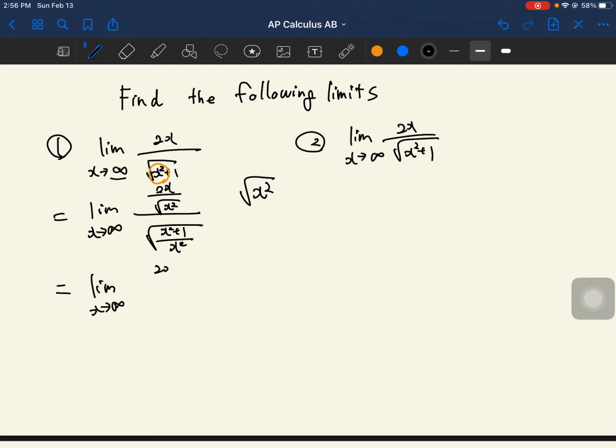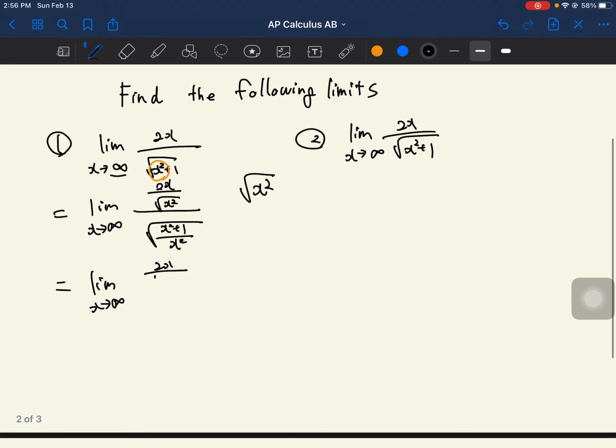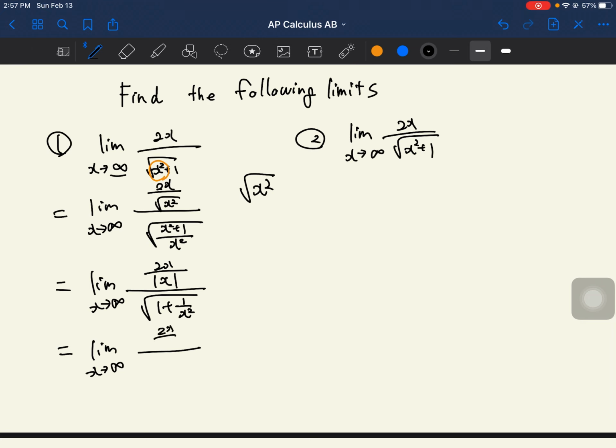Then 2x over the square root of x squared, which is x, but let me put it as the absolute value. I will explain it later. Then you can just cancel out. It's going to be 1 plus 1 over x squared under the square root. In this case, x is a positive number, so you can just get rid of the absolute value.